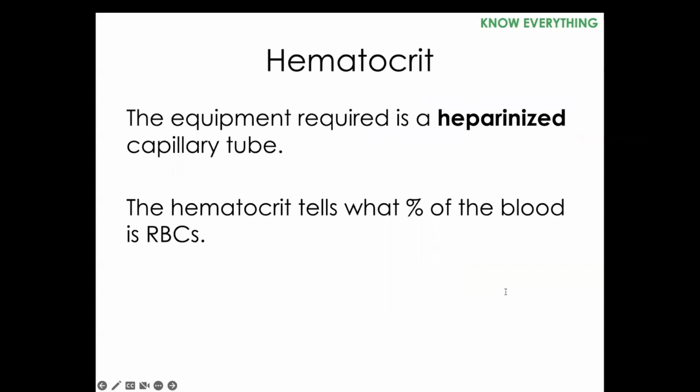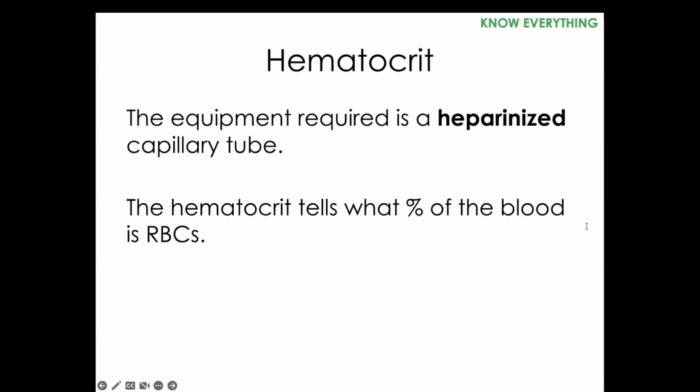The first test we'll talk about is the hematocrit test. The hematocrit is a test used to count the number of red blood cells. The book states that hematocrit is used to test for anemia. However, a normal hematocrit may not rule out anemia, but it will rule out polycythemia.